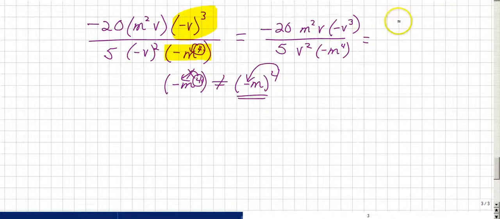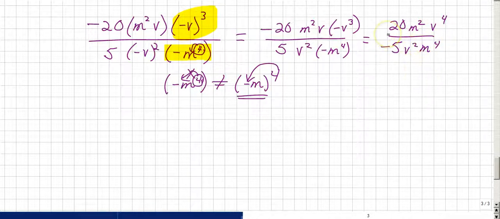Let's get our signs straightened out. On the top we have a negative 20 times a negative v, so that becomes a positive 20 m squared, and then we have v times v cubed, which is v to the fourth. On the bottom we're going to end up with one negative sign, so we'll stick it out in front of the 5, and we have v squared m to the fourth.